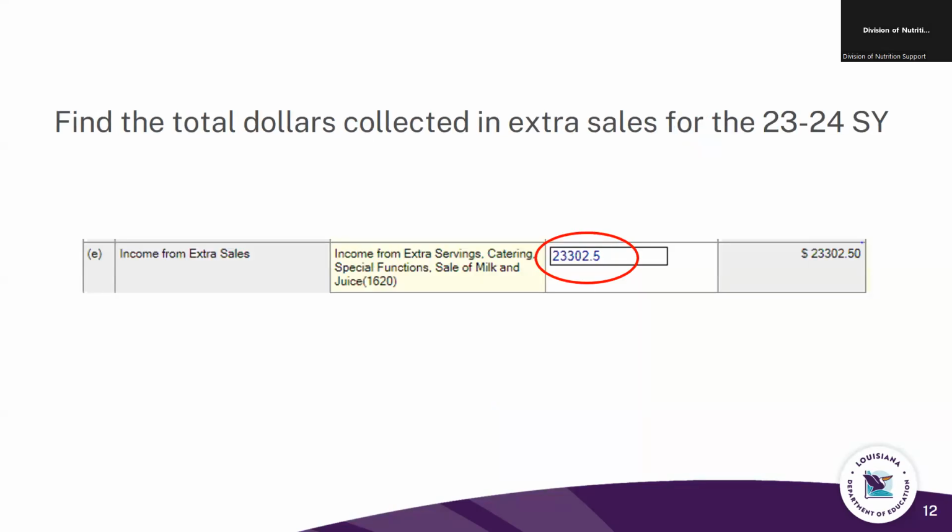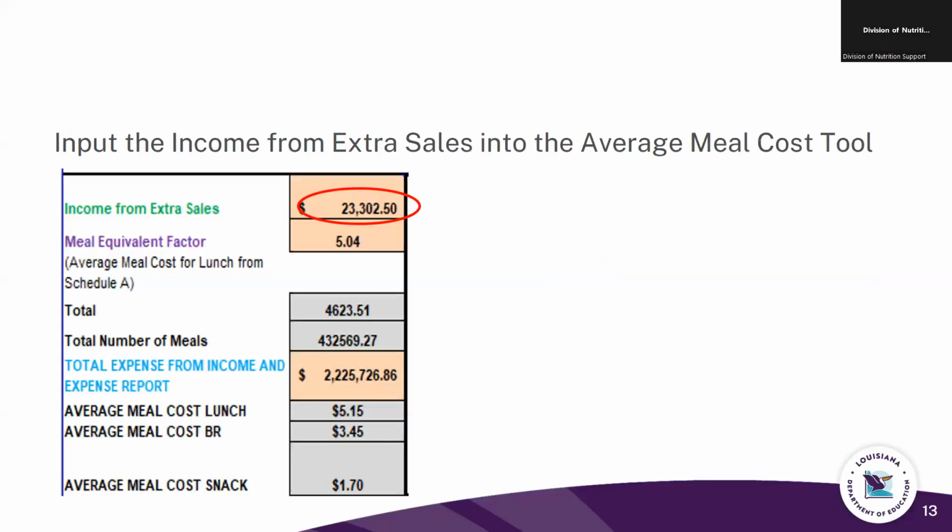Find the income from extra sales on the income and expenses report for 23-24 school year. And please note once again that the income and expense report for 24-25 will be the 23-24 financial information. Input the income from extra sales in the average meal cost tool.